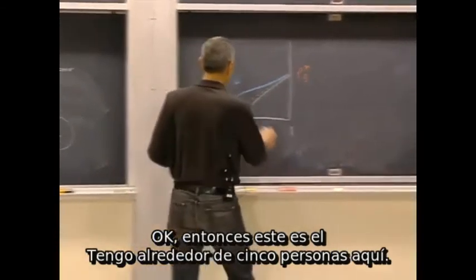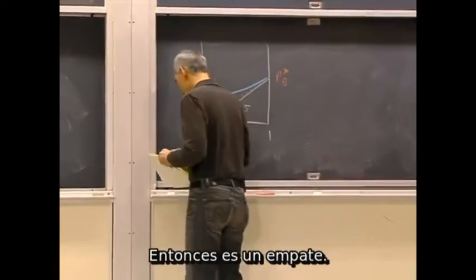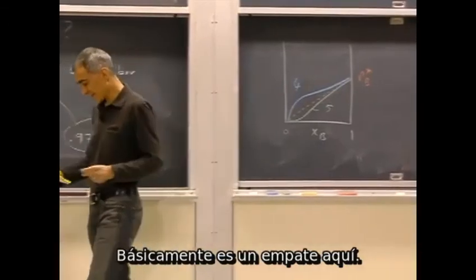Right? OK, so I've got about 5 people here, and a bunch of people didn't vote. So it's a tie. It's basically a tie here.